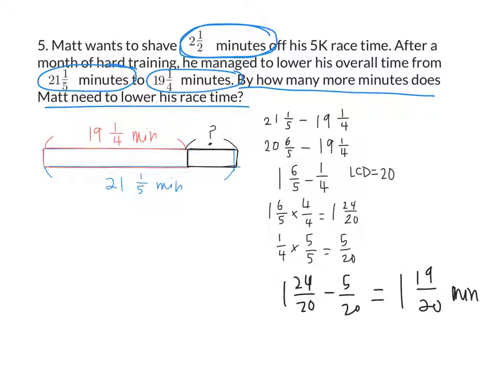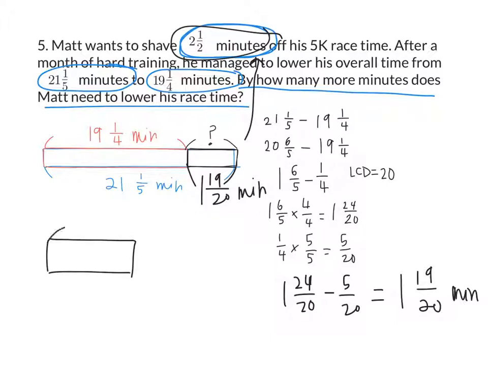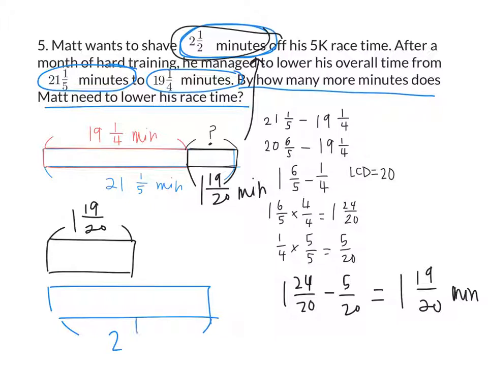In this problem, once we see that he's trained so hard that he's improved by 1 19/20 of a minute, we have to compare that to his original goal, which was 2.5 minutes. The question is asking how much more time he needs to improve by. So we have to draw another tape diagram. Here's how much he's improved by, 1 19/20. But his goal was how much? 2.5 minutes. Did he reach his goal yet? No. This part over here is how much he still needs to shave off in order to improve his goal.